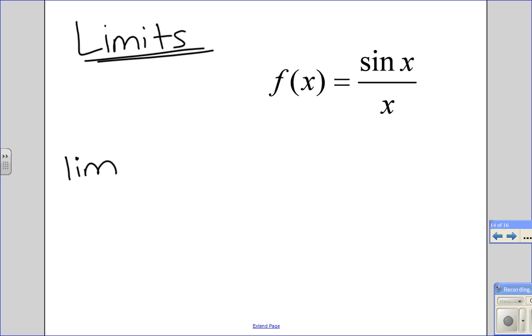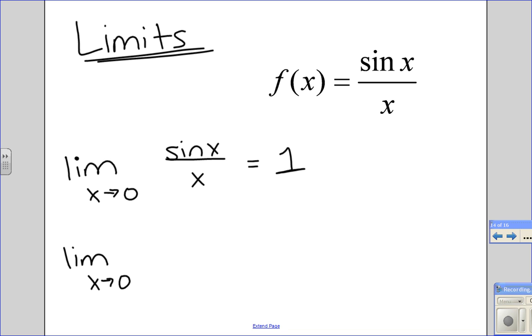The limit is this: whenever, this is really random, but I need to just share this with you. Whenever you have sine of x over x and you're taking the limit as x approaches 0, it is always equal to 1. And the reason that this is a special rule is because this is also the case.